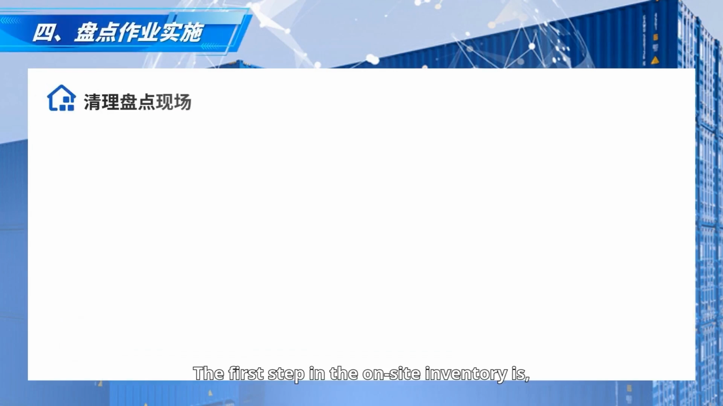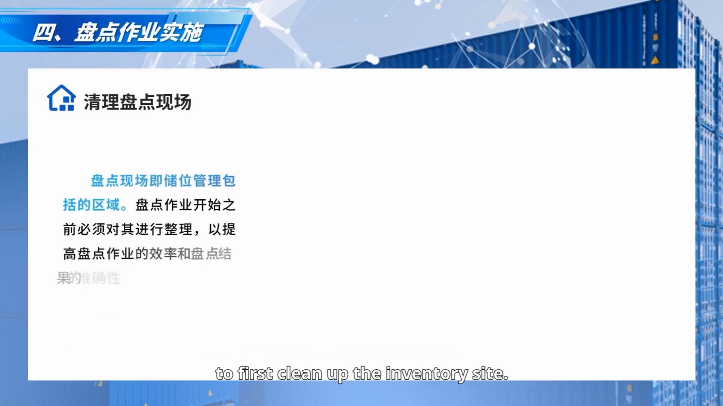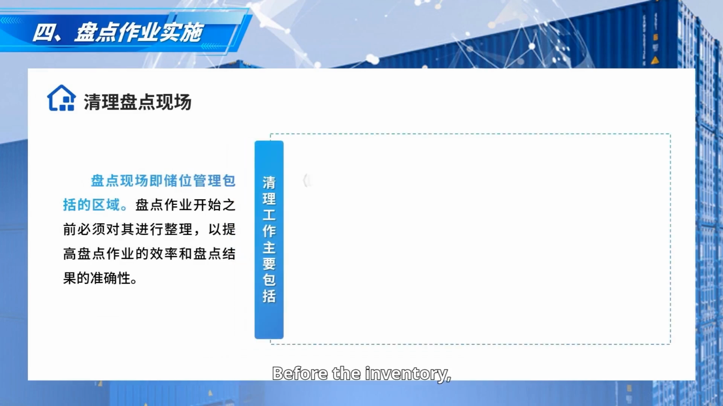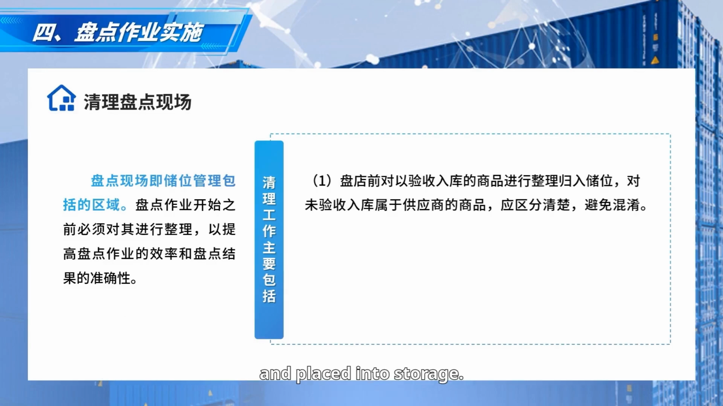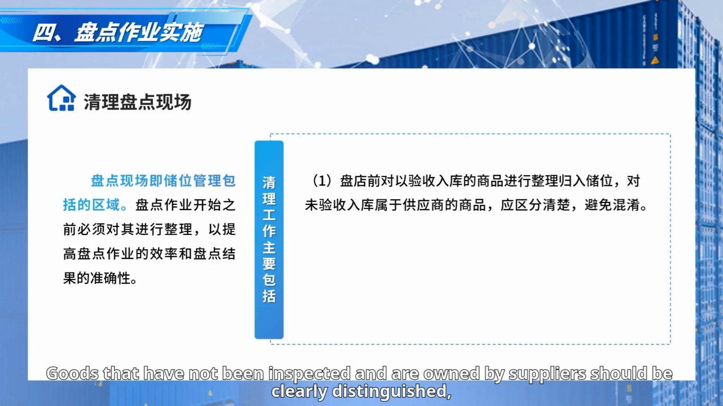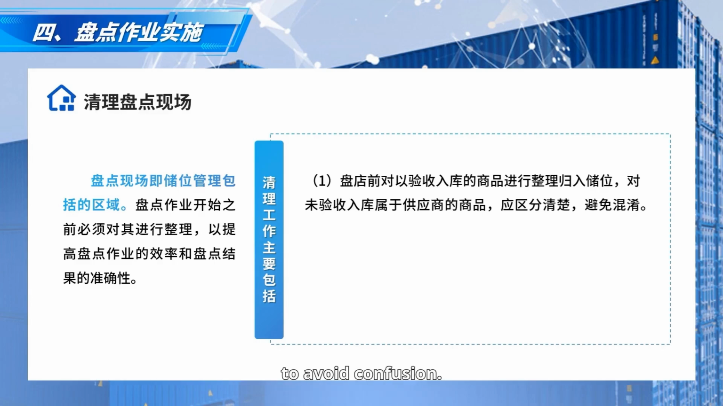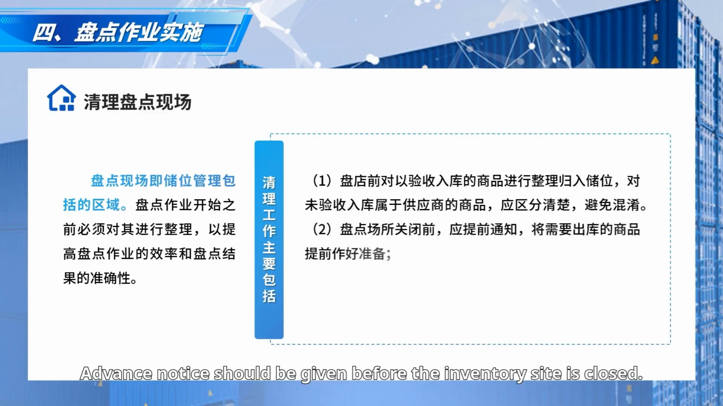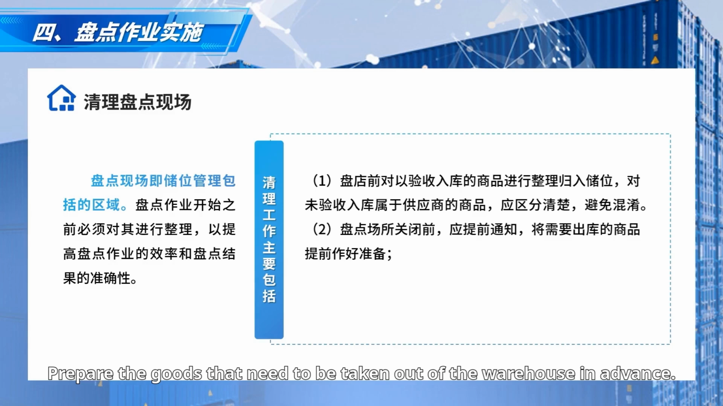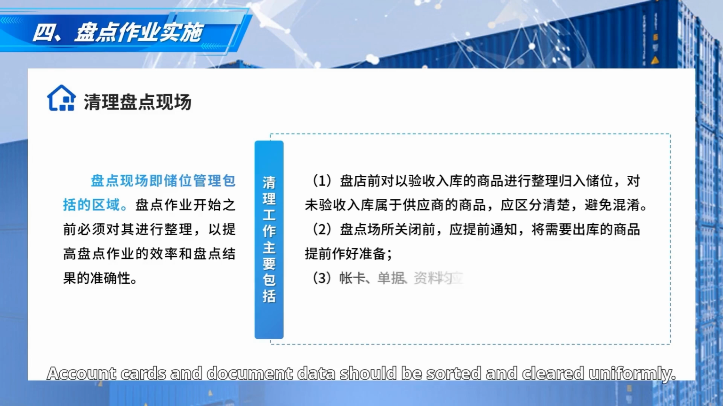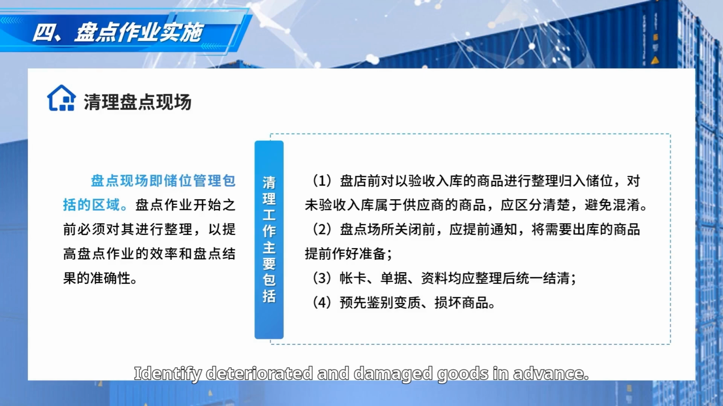The first step in the on-site inventory is to clean up the inventory site. Before the inventory, the goods that have been inspected and put into the warehouse should be organized and placed into storage. Goods that have not been inspected and are owned by suppliers should be clearly distinguished to avoid confusion. Advance notice should be given before the inventory site is closed. Prepare the goods that need to be taken out of the warehouse in advance. Account cards and document data should be sorted and cleared uniformly. Identify deteriorated and damaged goods in advance.